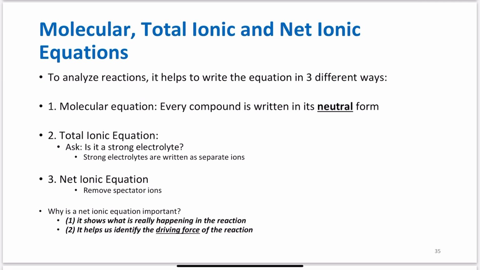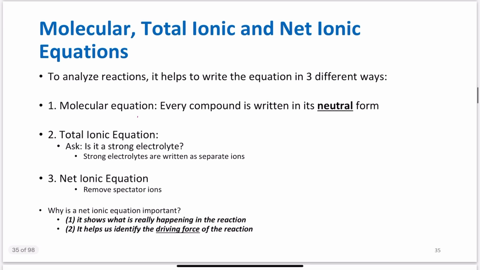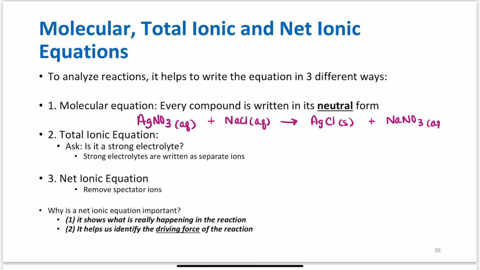A molecular equation is where every compound is written out in its neutral form. So, let's say I'm going to react silver nitrate, AgNO3, and I know that's aqueous because I know my solubility rules, with sodium chloride, NaCl. Again, I know that's aqueous. This would produce silver chloride, which is an insoluble salt, and sodium nitrate, which is aqueous because I know my solubility rules. This is my molecular equation. Every compound is written out, every compound's in its neutral form.